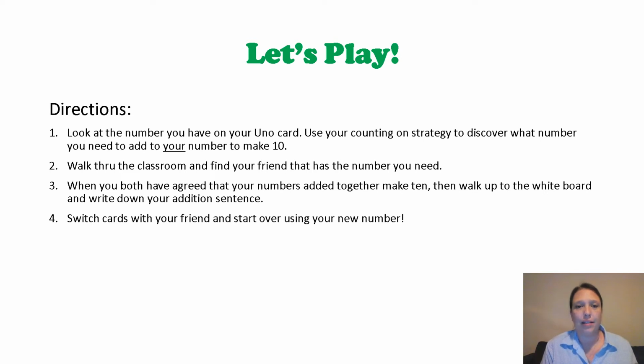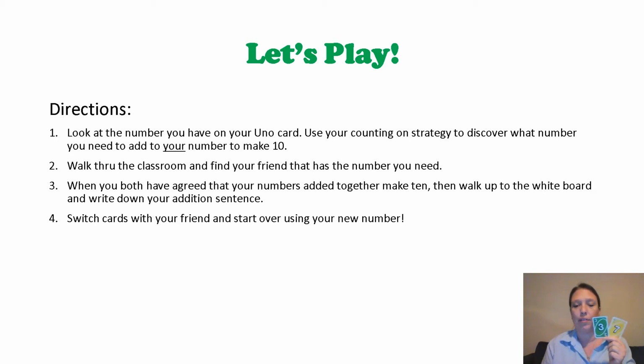So everybody in the class is going to be getting an Uno card. Mine has a 7 on it. And what you're going to need to do is use your counting on strategies to think about what number you are going to need to add to your number to create 10. For example, I have a 7. And so I'm going to count on and discover how much more I need to add to 7 to create 10. So we have 7, 8, 9, 10. I'm going to need to find somebody with a card that has a number 3 on it.